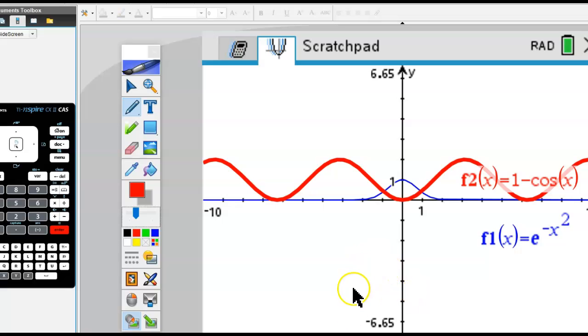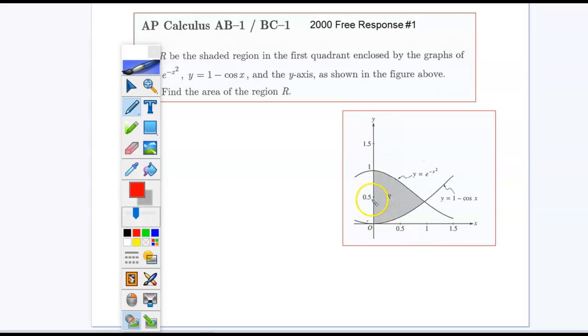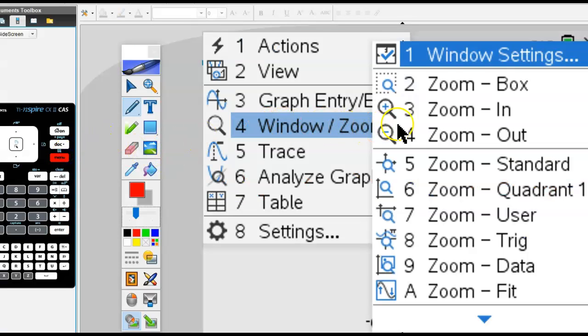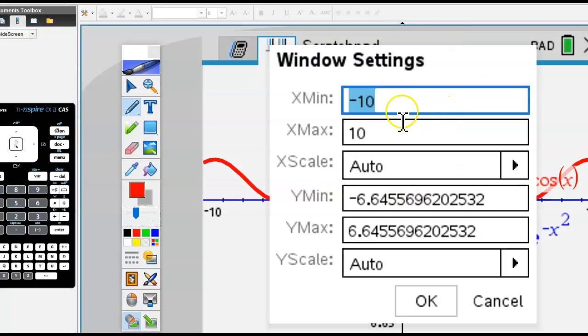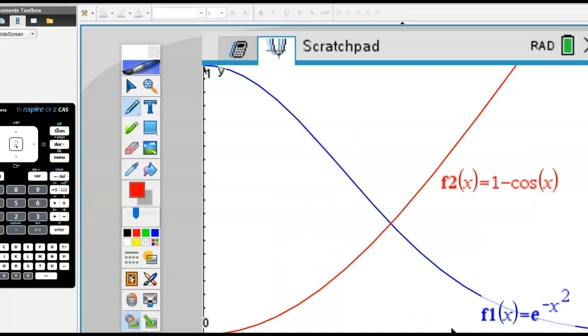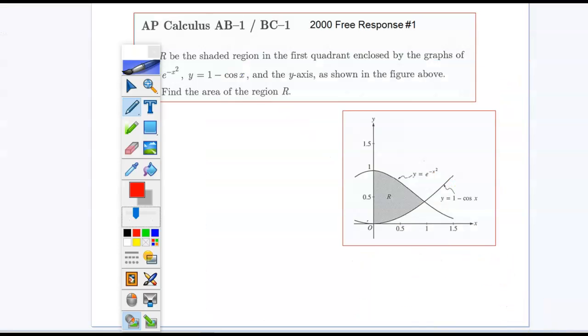I'm going to change my windows, because if you notice here, this window is going from 0 to 1 and 0 to about 1.5 in the x direction. So I'm going to go menu, window, window settings, and change my x min to 0, my x max to 2, my y minimum to 0, and my y max to 1. Then I should get a picture a little closer to what I have on my handout. And there we go.